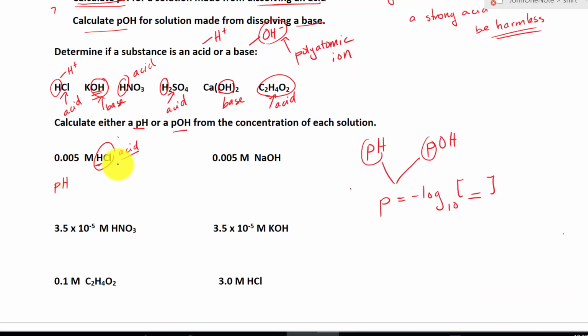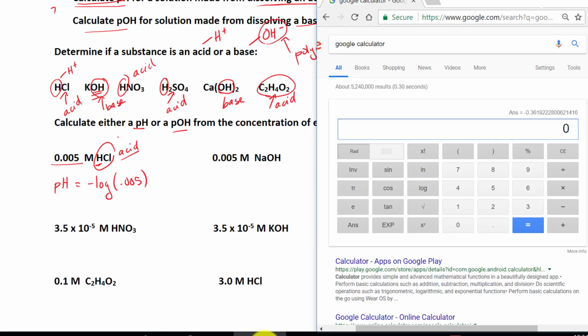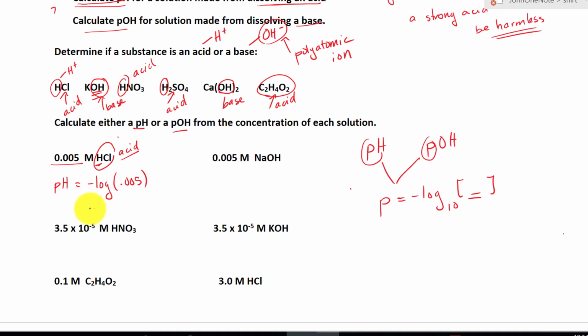In this case, I have this acidic solution made from that concentration. So all I have to do is take negative log of 0.005. So let's plug this into our Google calculator. We have negative log, okay, 0.005. And there you go. The pH is equal to 2.3. Isn't that easy? Let's try another one.